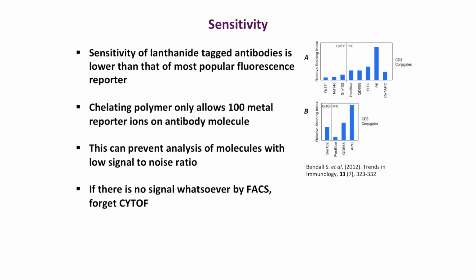This is because the chelating polymers that are used to plant these elements onto the antibody allow only 100 metal reporter ions on an antibody molecule. So this can prevent analysis of molecules with really low signal-to-noise ratio. It's very important to know that your molecule can be detected by flow cytometry. If you can detect it by flow cytometry, CyTOF will be very easy. But otherwise, if you don't detect any signal with flow cytometry, CyTOF is perhaps not the best technology to move into.